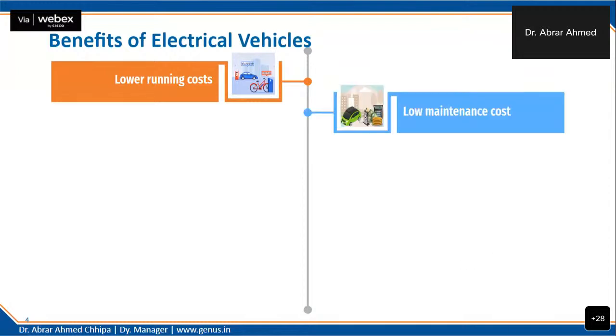Next is the low maintenance cost. As you all know, the electrical vehicle does not have a mechanical system like the internal combustion engine. In an internal combustion engine, we have different mechanical parts, drivetrains, valves and chambers, oil tanks and everything. So the electrical vehicle does not have that kind of parts. So the maintenance cost becomes low, and the servicing requirements for the electrical vehicle are lesser than the conventional petrol or diesel engine.